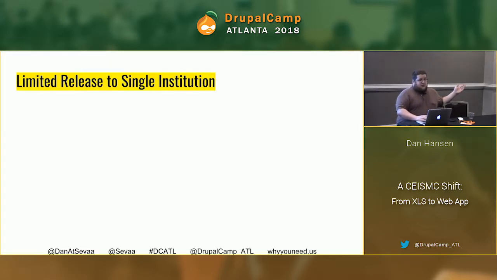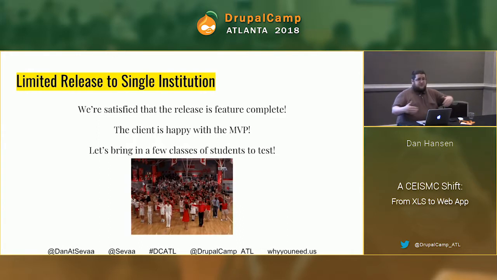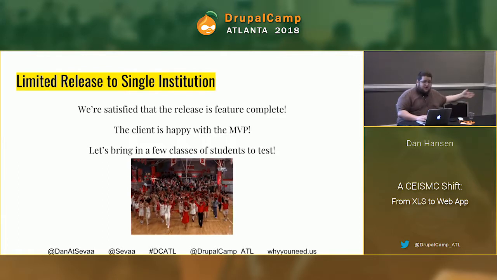So, soft deploy. Limited release to a single institution. We're satisfied that release is feature complete. We got everything done. It's not perfect, but it is complete. The client's happy with the MVP that they have built out. Let's bring a few classes of students in to test. And this, of course, is a representative number of a few classes worth of students in the entire high school musical cast.